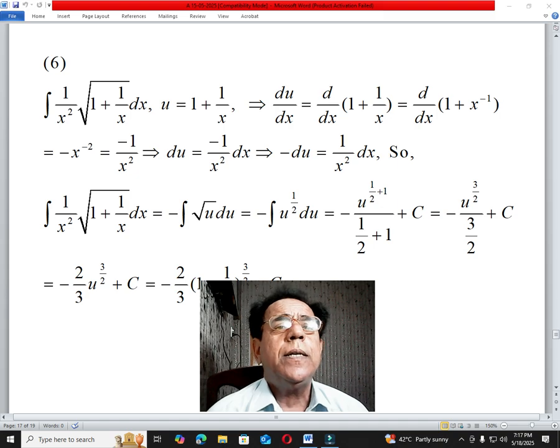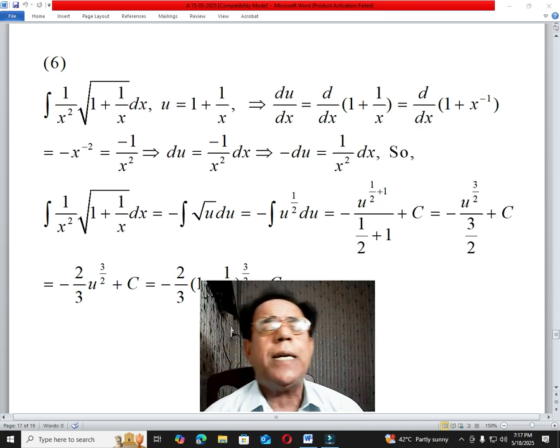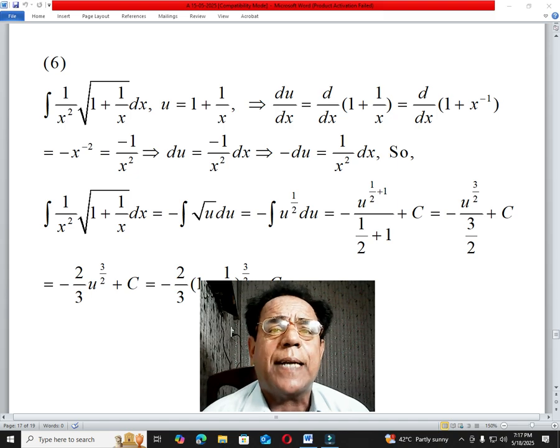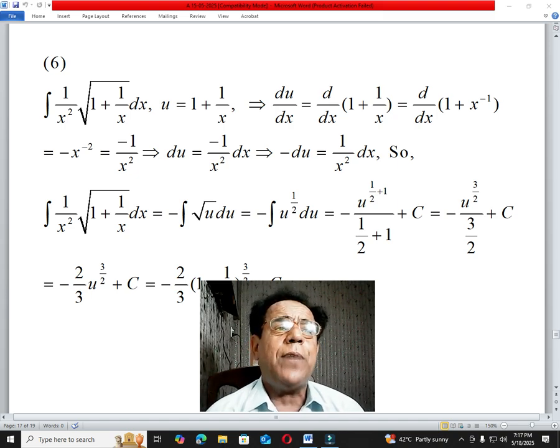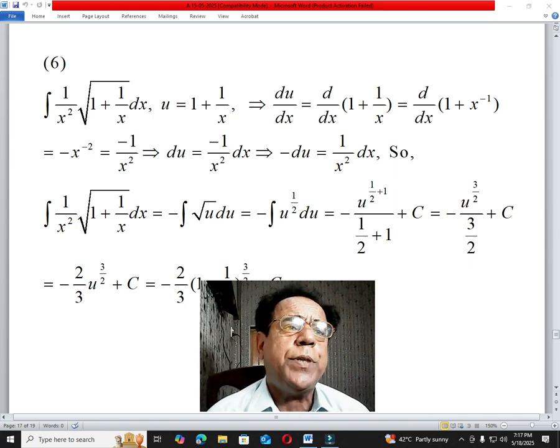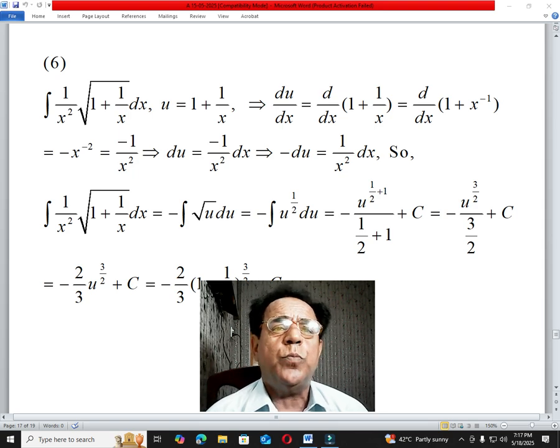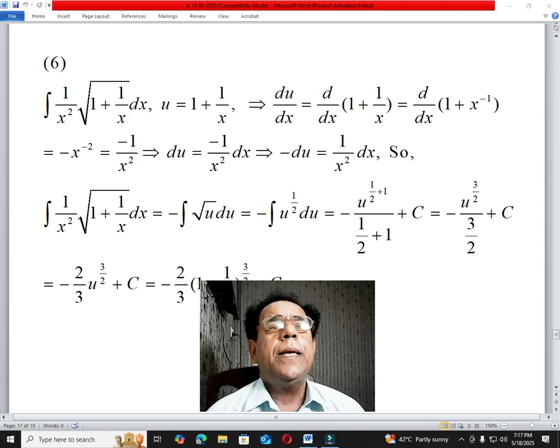And moreover, if we multiply minus on both sides, then we get minus du equal to plus 1 over x square dx, because plus 1 over x square into dx appears in the problem statement. So in place of 1 over x square into dx, we will substitute minus du. And in place of square root of 1 plus 1 over x, we will use u.